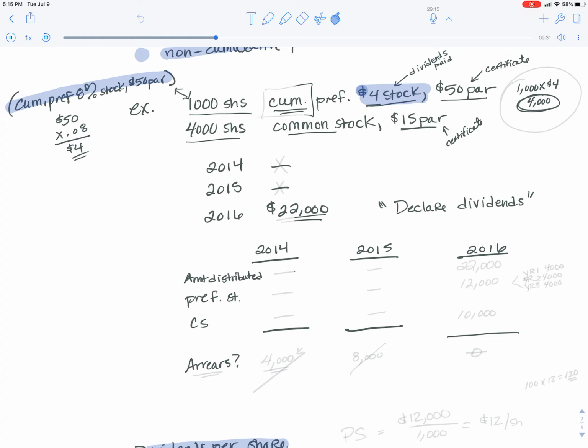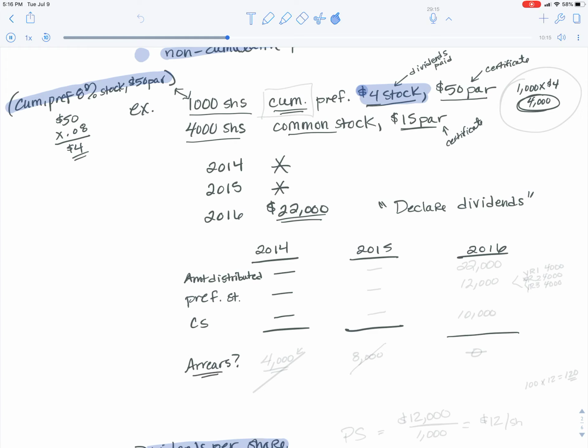So for this company, we have in 2014, no dividends were declared. And then in 2015, no dividends were declared. That means nobody got paid. And then in 2016, the company declares dividends of $22,000. So let's see how this would work out for our preferred shareholders. In year 2014, no amount was distributed. So our preferred stockholders got nothing. And if our preferred stockholders got nothing, our common stockholders also got nothing.